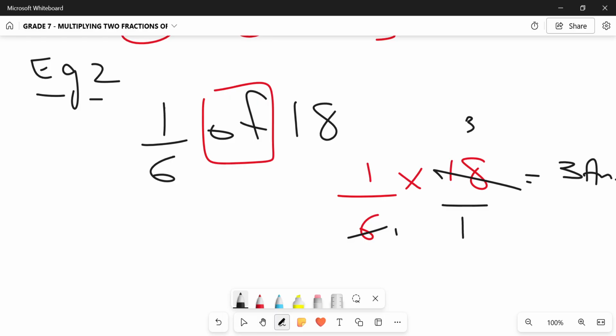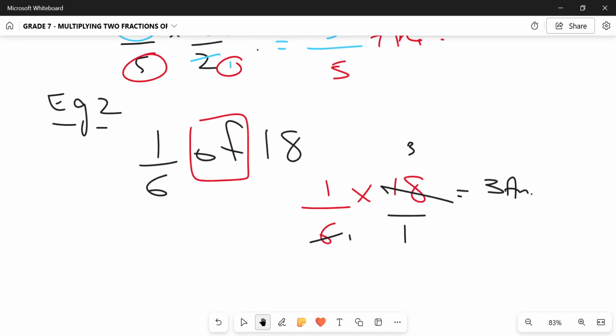And be careful: in multiplication and in division, we cannot take LCM. We just simplify because the sign is multiplication here. Now I'm explaining the division one.